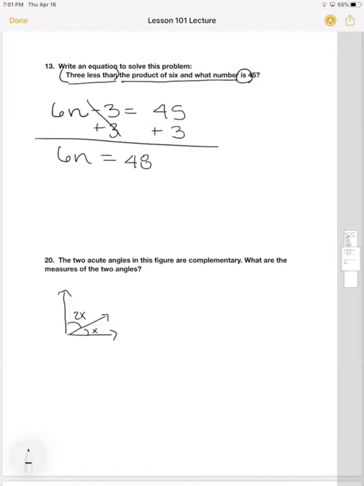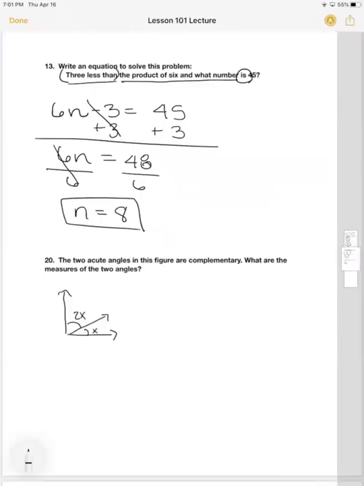What's my next step? My next step is to divide both sides by 6. And now I get n equals 8. And I have solved the equation. Okay, so when I'm looking at your work, I should see an equation and then 2 steps to solve it and your answer boxed at the bottom.